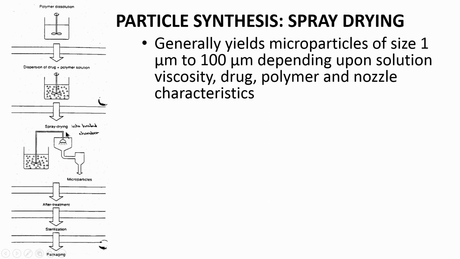So it generally yields particles in the size range of 1 micron to 100 micron, and it depends on several things: what is the viscosity of your solvent, what is the drug and the polymer that you are using, and again what is the nozzle diameter. All of these will ultimately determine the size of the droplets that are being formed, and that is again, as I said, directly proportional to the amount of polymer that is present in the particle and its size.